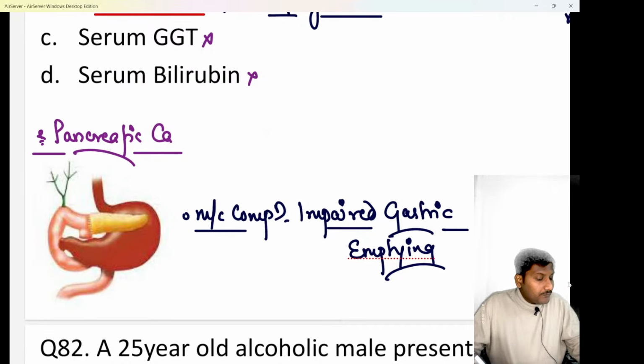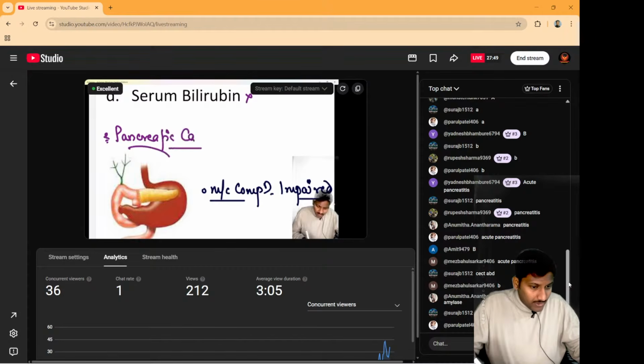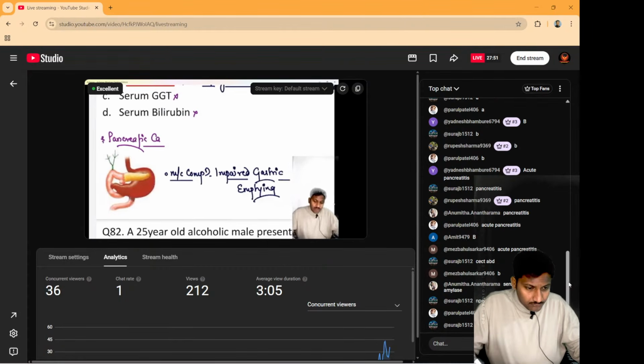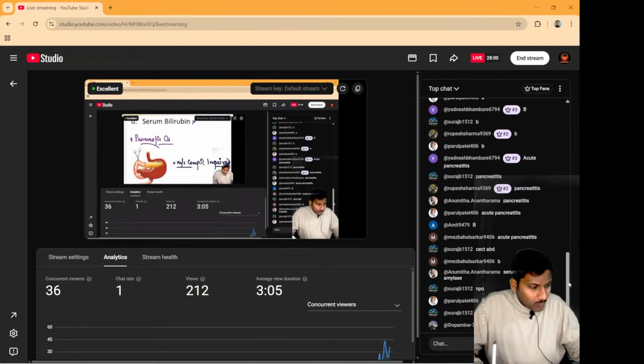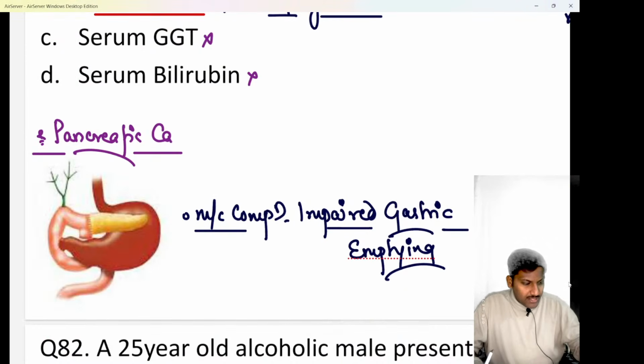Hopefully all of you are able to answer the question. It is not a Roux-en-Y surgery exactly. Yes, it is a type of pancreatico-jejunostomy, but not a Roux-en-Y exactly. What is the better name for this surgery? Let me know in the chat box.